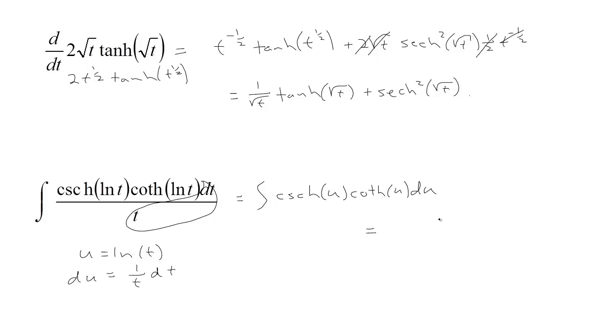Okay, and the derivative of the cosecant was the negative cosecant cotangent, so this must be negative cosecant of u plus c, since the derivative of the negative cosecant would be the positive cosecant cotangent. Now I just have to substitute back, and we get the cosecant of the natural log of t.